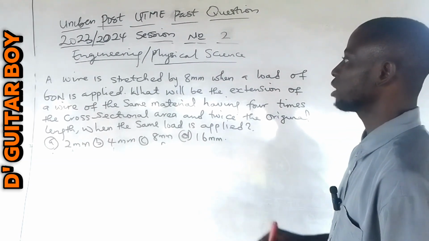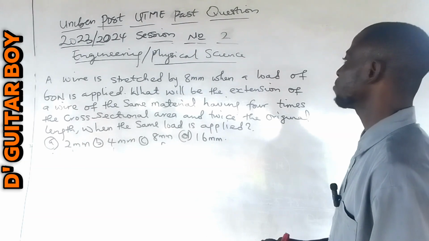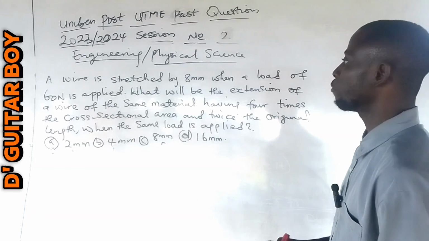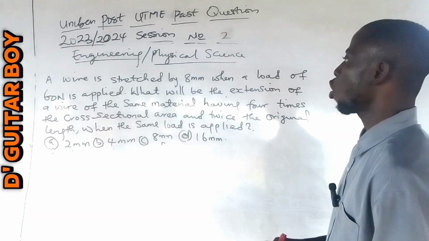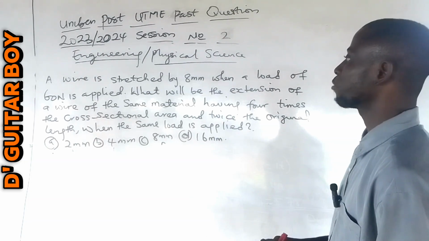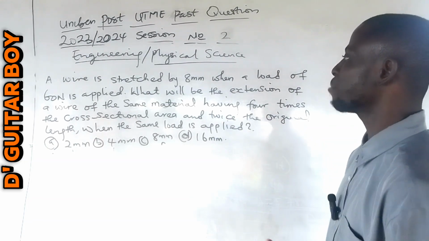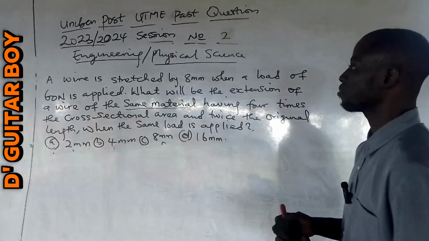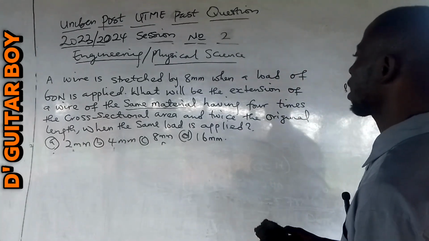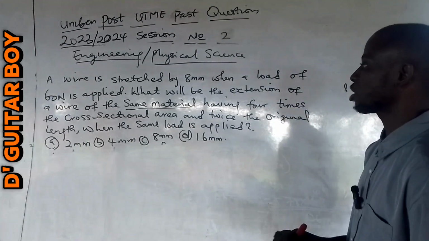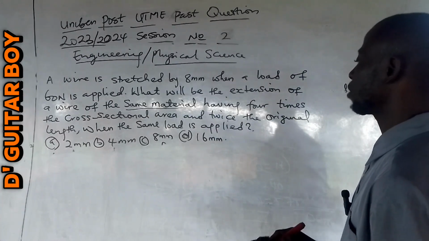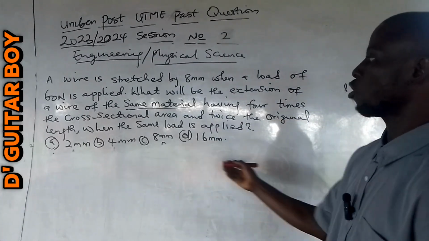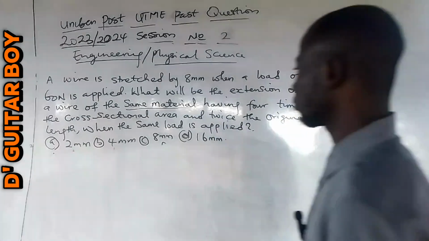Now let's read again. The wire is stretched by 8 millimeter when a load of 60 Newton is applied. What will be the extension of a wire of the same material? Underline this: the same material, having 4 times the cross-sectional area and twice the original length when the same load is applied. And you have your options on the board.